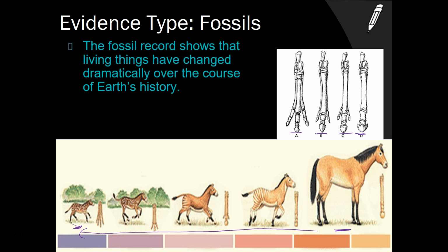So what this shows is the fossil record shows that things change over time. This type of animal right here isn't around today, but we do have its remnants. And it suggests that as things change over time, so does their structure, such as the toes for this ancestral horse having changed into the hoof.